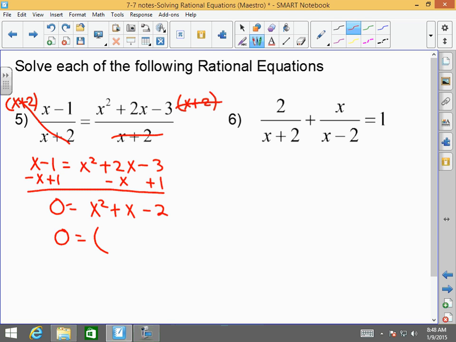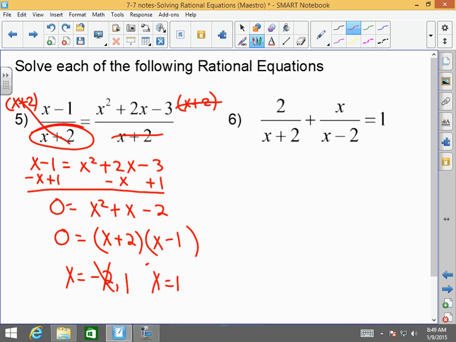What times what equals negative 2, but when added together is positive 1, gentlemen? Plus 2 and negative 1. So x equals negative 2 and 1 using the zero product property. But look, can I have x as a negative 2? No. So that's extraneous. So x only equals 1. In my opinion, this is a lot easier than adding or subtracting or even multiplying or dividing.